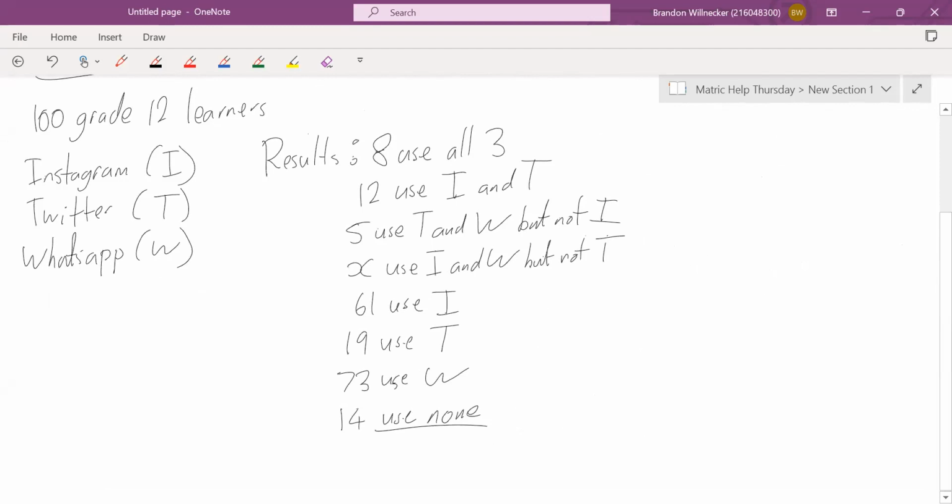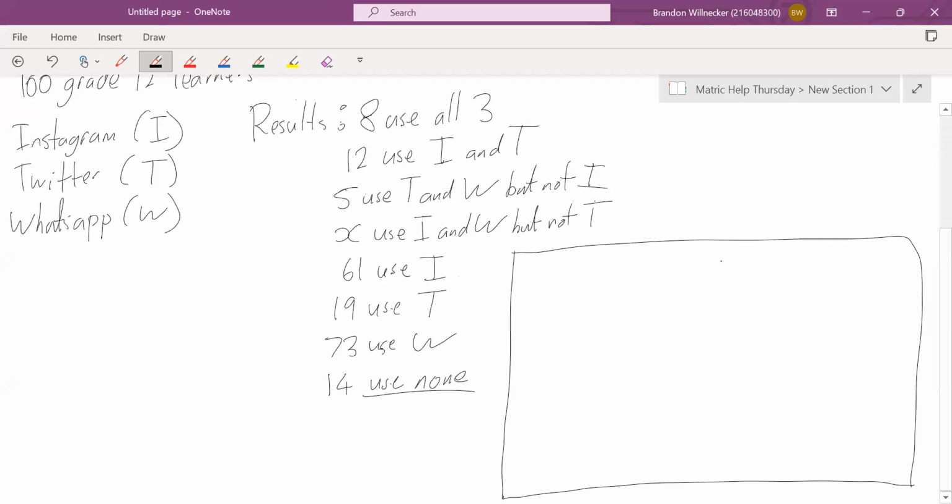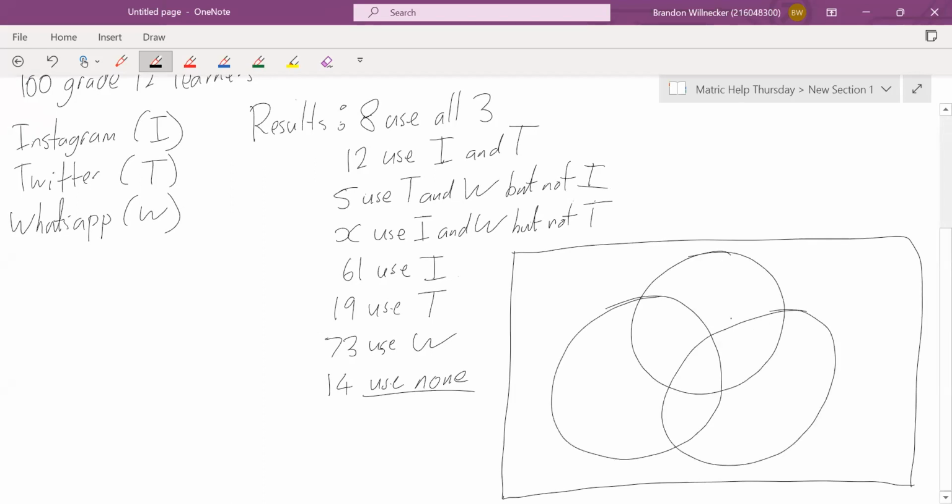What we want to do is illustrate this information in a Venn diagram. So we've got 3 things, which means we're going to have a triple overlap going on. So let's just draw our total space here. And we've got 3 overlapping circles, like so. Let's label the top one I for Instagram, this one W for WhatsApp, and this one T for Twitter.